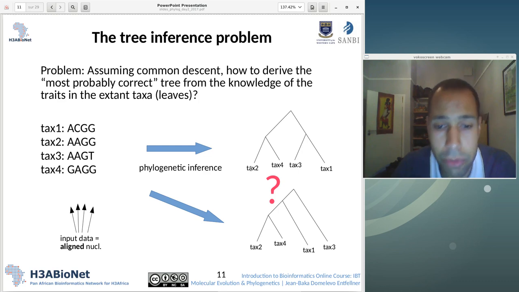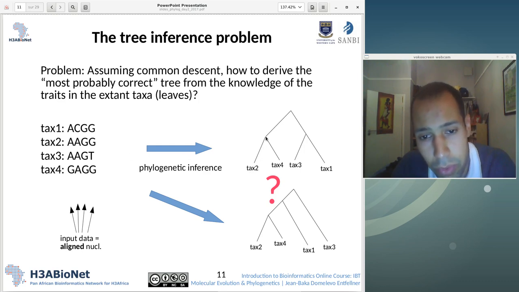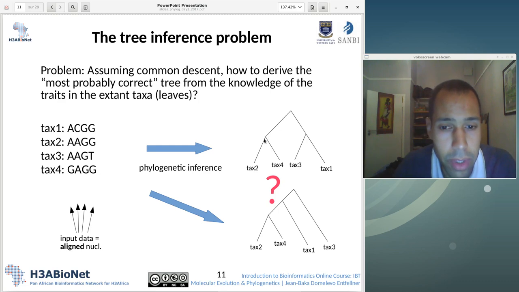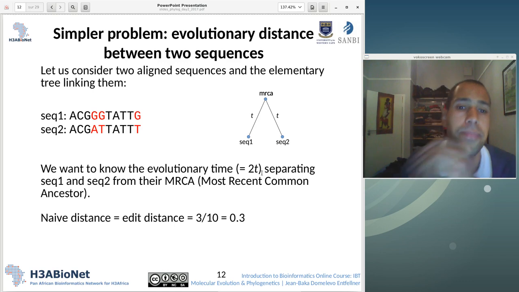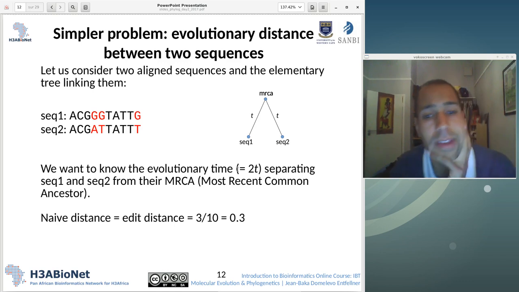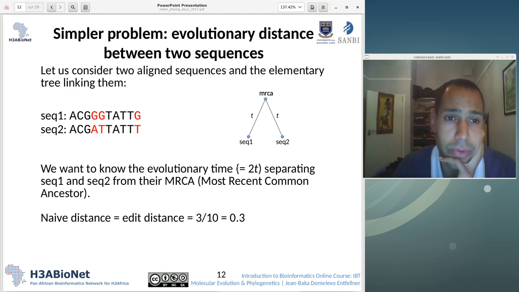So a tree represents an evolutionary history, in this case in terms of speciations or duplications of genes. But to make it simple, let's say speciation for now. Let's try and tackle a simpler problem, the problem of the evolutionary distance between two sequences.